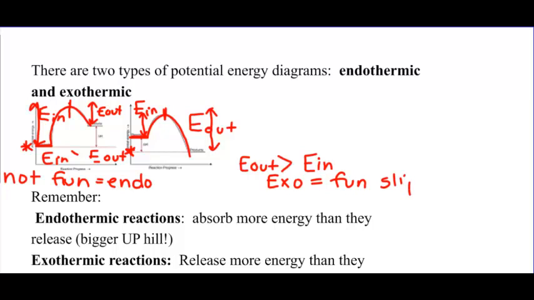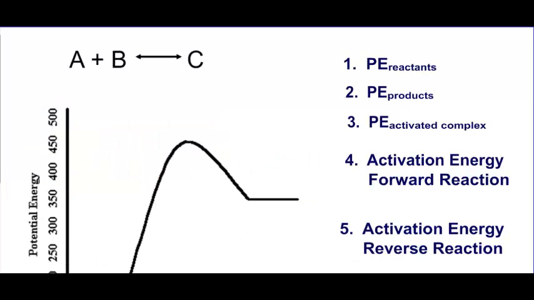So these potential energy diagrams will be one of these two shapes, either exothermic or endothermic. Okay, exothermic is the hill you want to go down. Endothermic is the not so fun one.